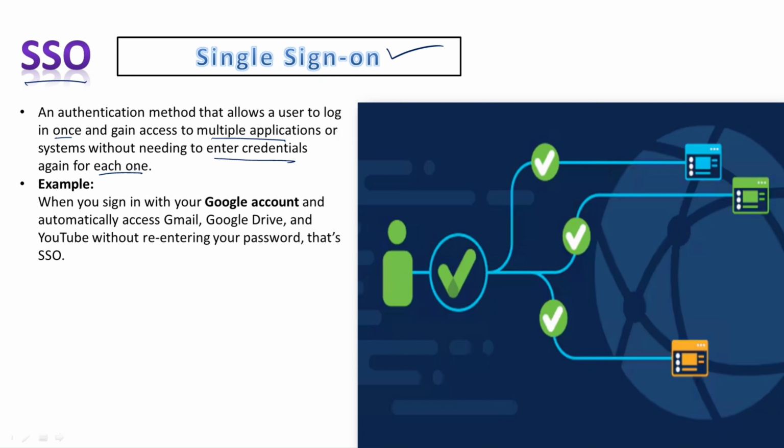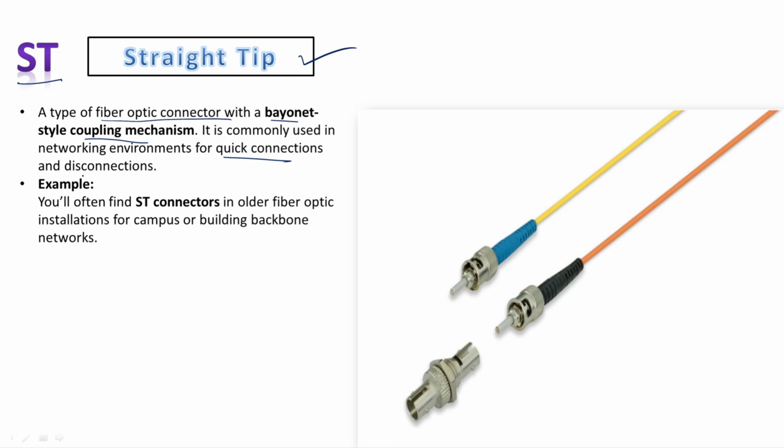ST is Straight Tip. So ST is a type of fiber optic connector with a bayonet-style coupling mechanism. It is commonly used in networking environments for quick connections and disconnections. For example, you will often find ST connectors in fiber optic installations for campus or building backbone networks.